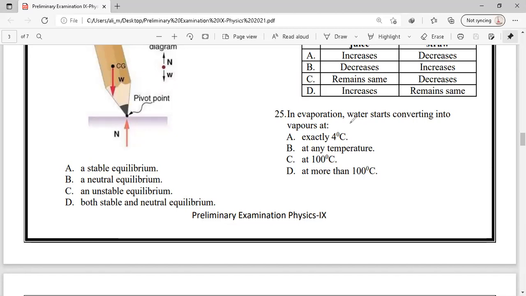In evaporation, water starts converting into vapors at what temperature? So, we have studied that the evaporation is a process in which liquid converts into vapors without heating at any temperature. इवेपोरेशन का प्रोसेस हर टेम्परेचर पे होता है, उसके लिए किसी पर्टिकुलर टेम्परेचर की ज़रूरत नहीं होती, although this process depends on temperature. Greater the temperature, greater becomes the rate of evaporation, but for the occurrence of this process we don't need a particular temperature. So we have got a correct answer, that is option B.